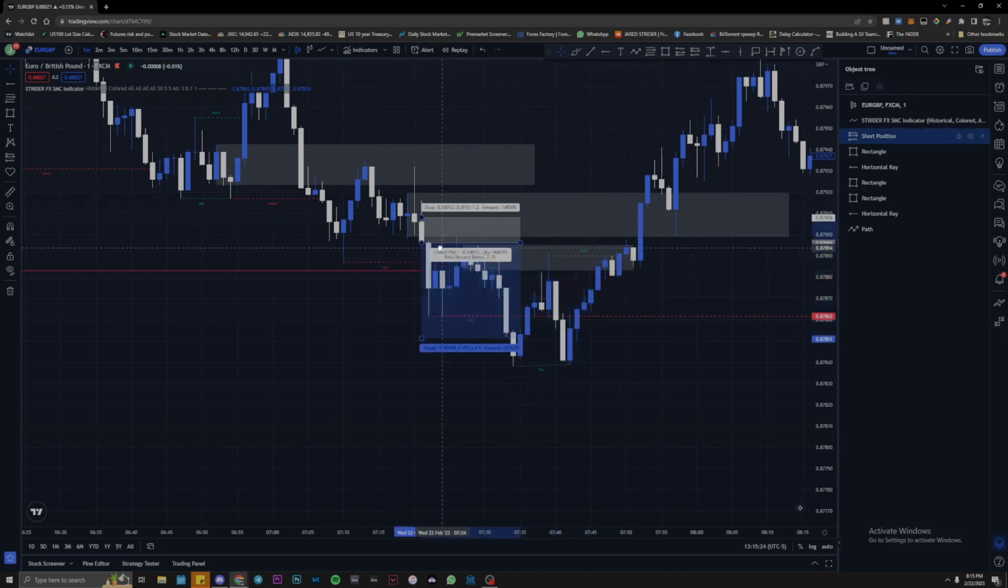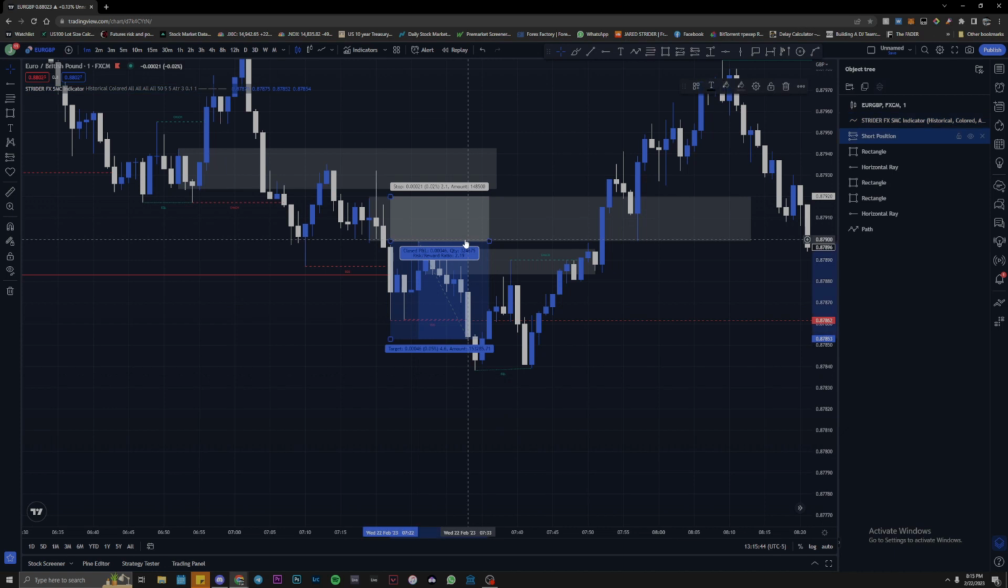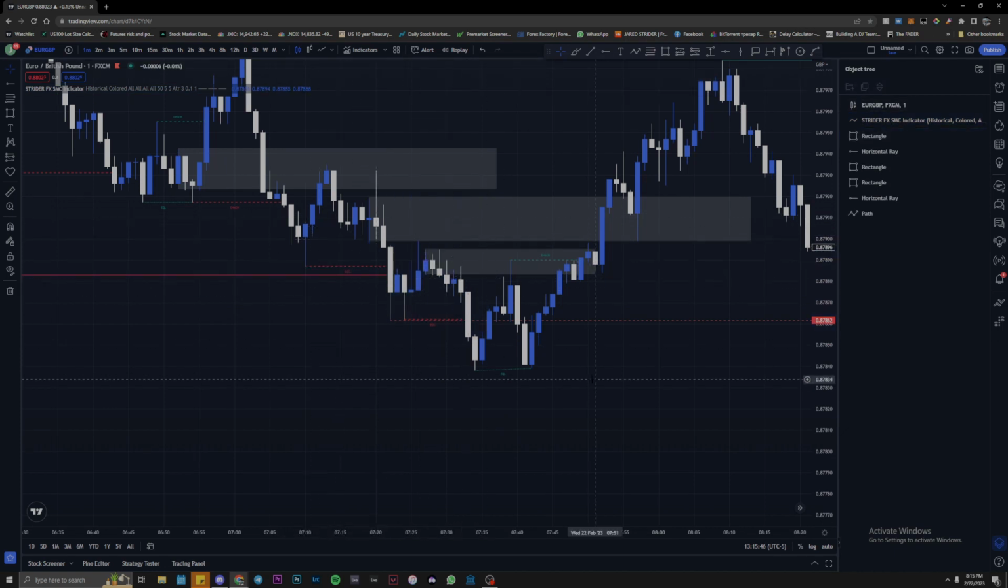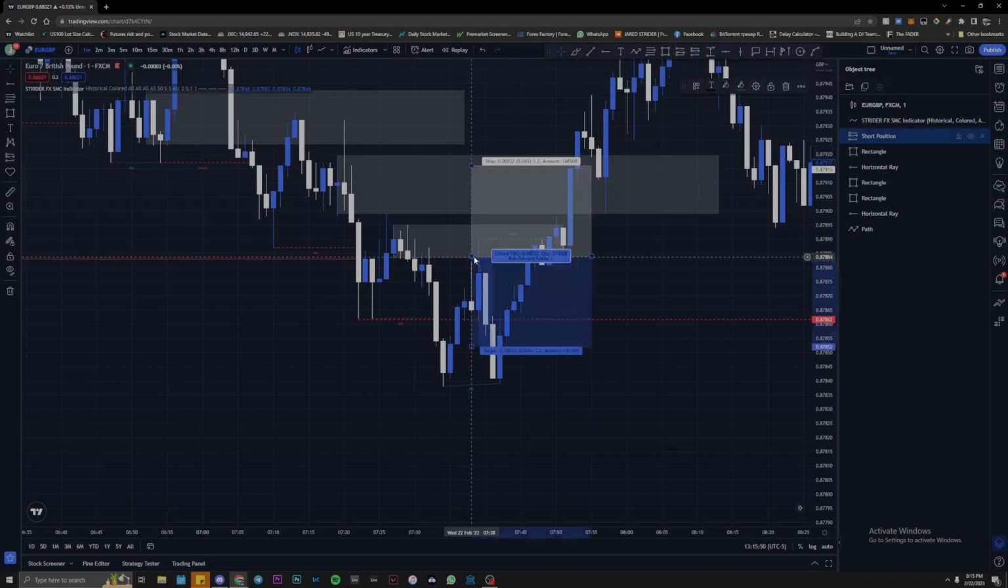But say if I entered on this first break of structure here, I would take, as usual, 50% off at a 50% level. I'd take 25% off at these lows, and then I'd run it until I see an up close, a candle close. So I would have closed there. So that's on a CB. But on a CBB, I would target the lows.